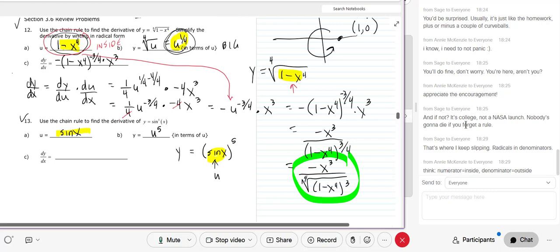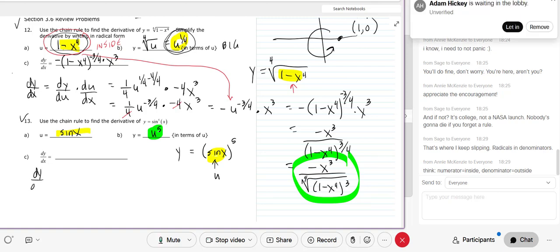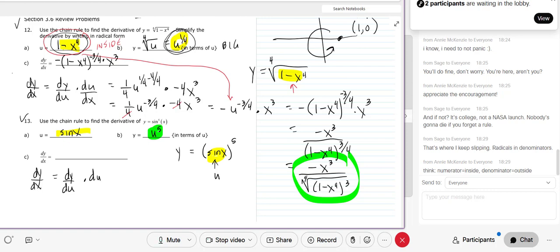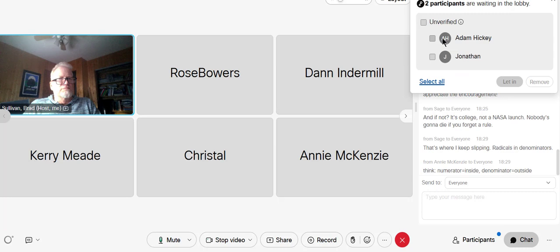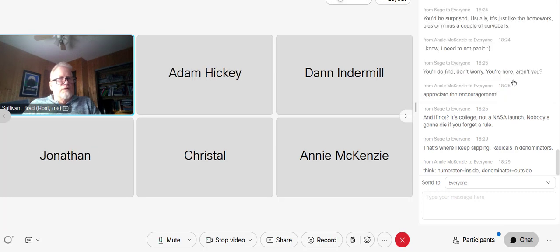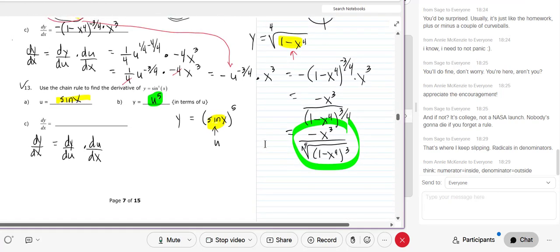Okay, so we got that kind of put together. That's what you want to do, make sure that you've got the u and the y part. The y is the big function, the u is the part on the inside. Now, when you're doing the problem, you need to know the formula dy over dx is equal to dy over du times du over dx. Okay, and then we're ready to finish up the problem.